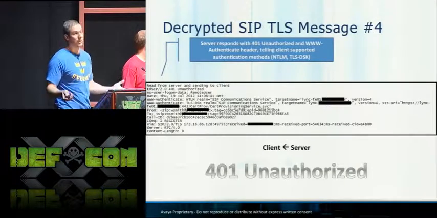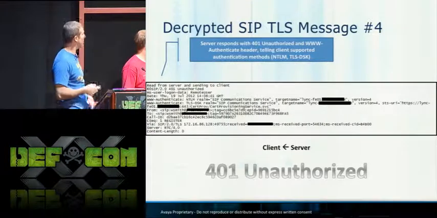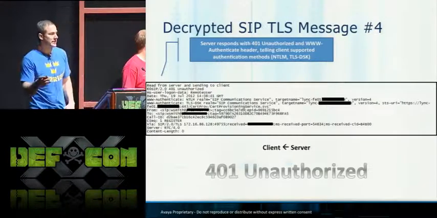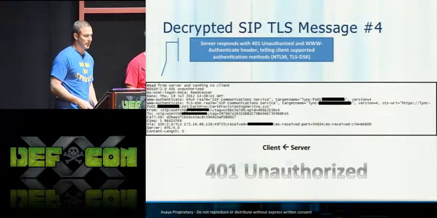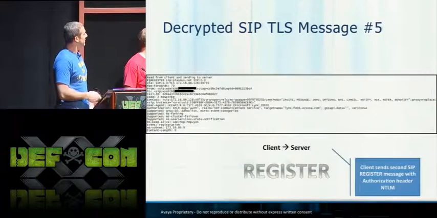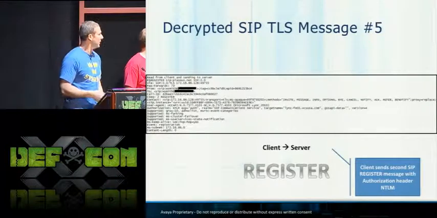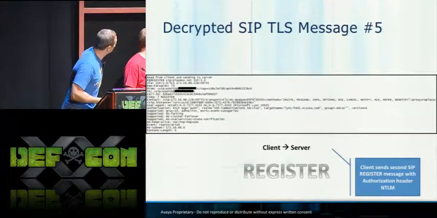This is NT-LAN-MAN authentication in SIP. If you're familiar with NTLM with HTTP, this is the same thing in SIP. You see the WWW-Authenticate headers. It supports TLS-DSK and NTLM. The TLS-DSK is like a certificate that gets stored on the client, and it's really, really interesting. We encountered that on the pen test. And then that 401, so then the Lync client sends a second register with the authorization header and NTLM. So that is the authorization. I see it there.